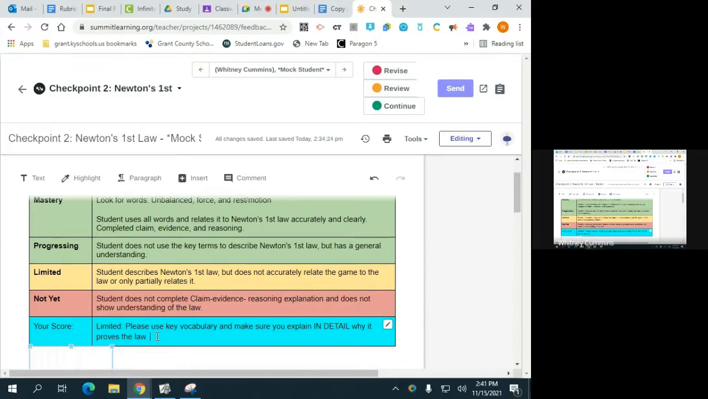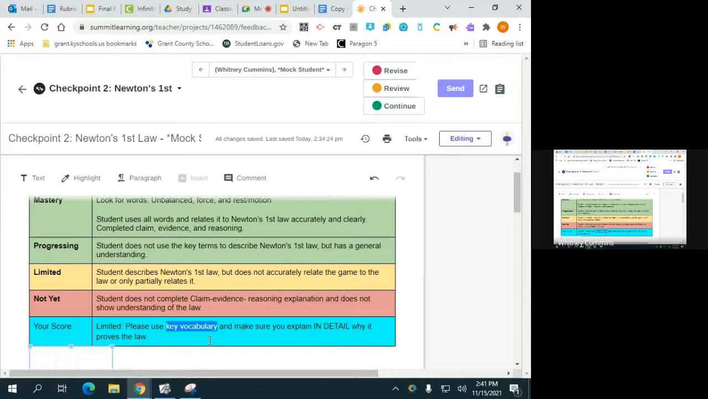Okay, so for this case, this is my mock student view. I got a limited. Okay, which means the student describes Newton's first law but does not accurately relate it to the game or to the law, or only partially relates it. This is what a lot of you get because you don't explain it fully. You assume that I know what you're talking about. So one way we can tie it back to that law is using key vocabulary and making sure you explain in detail why it proves the law. And you might be thinking, what is this key vocabulary you're talking about?